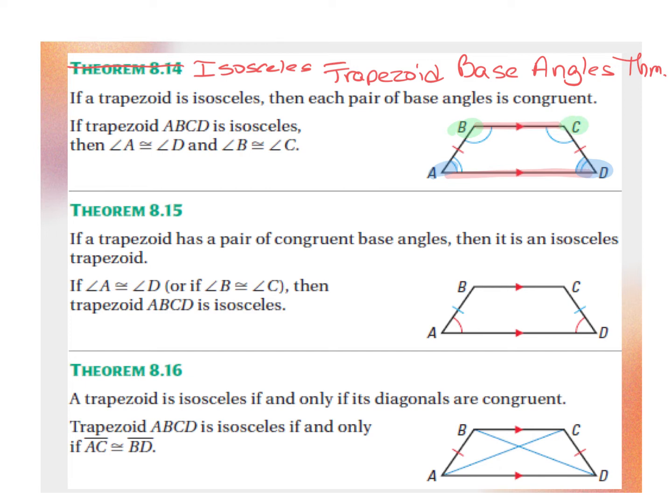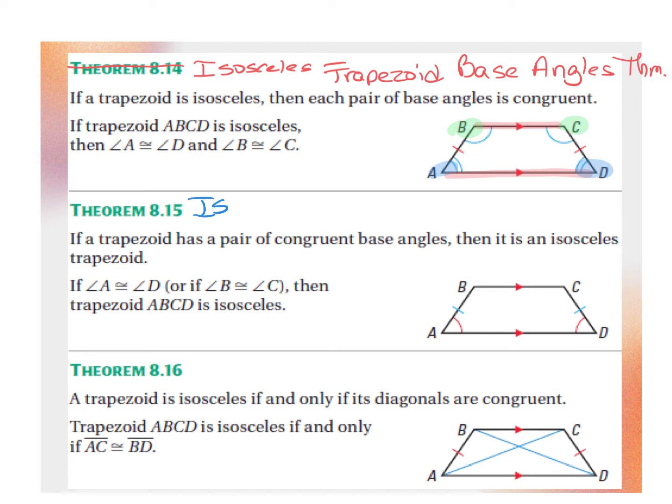All four are not congruent. If they were, then they would be right angles, and it would be a rectangle. So here, just the base angles on the ends of each base are going to be the congruent angles. Then the second one: if a trapezoid has a pair of congruent base angles, then it's an isosceles trapezoid. This is the isosceles trapezoid base angles converse.